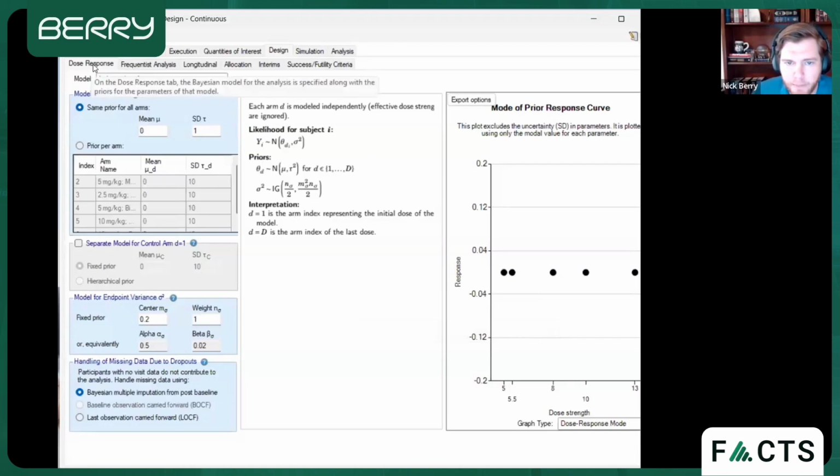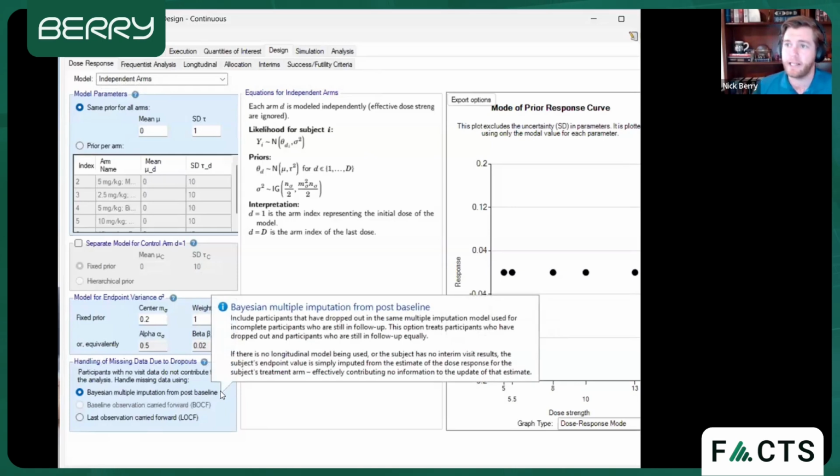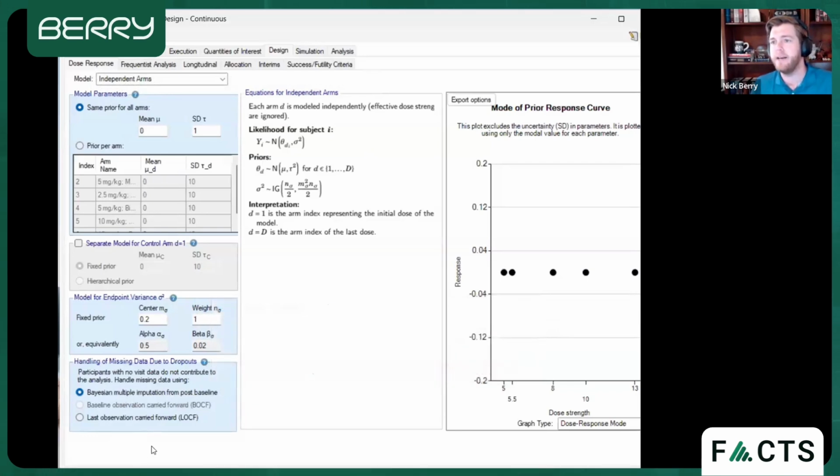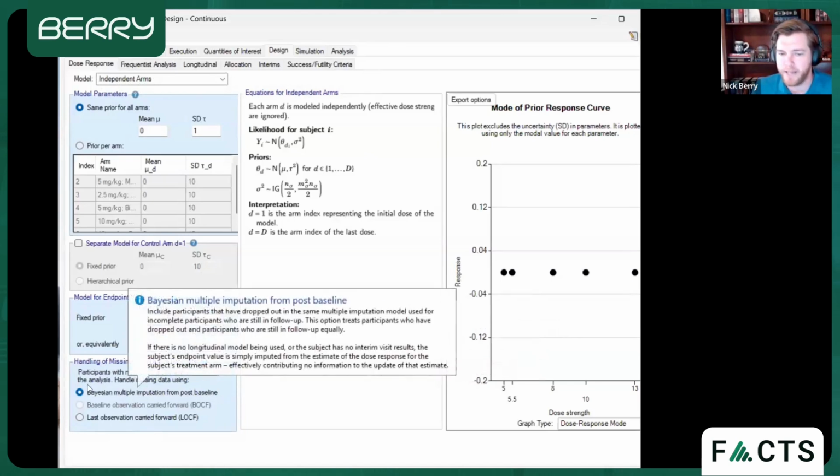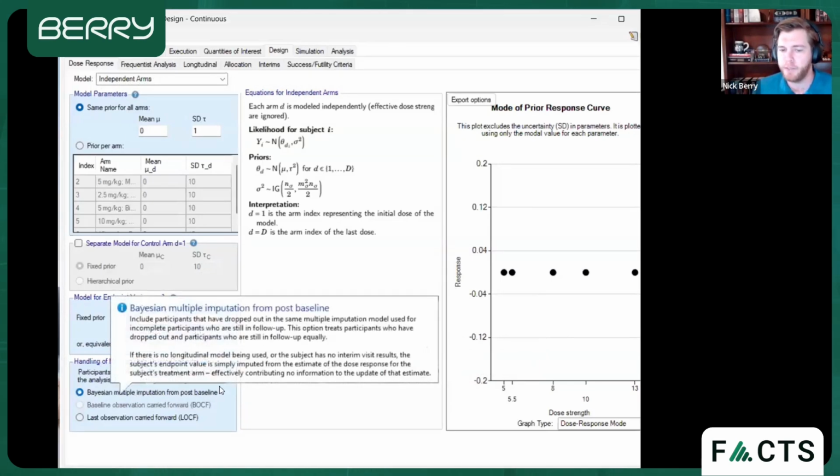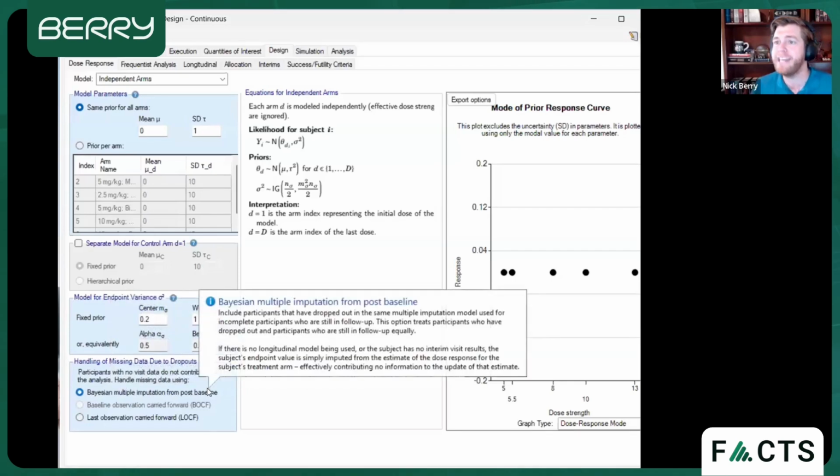That's specified at the bottom of the dose response tab. So there's this option, handle missing data due to dropouts. The default is exactly what you'd expect based on what I've said. The default value is that I'm going to impute those patients based on my longitudinal model. And that's what this says: do Bayesian multiple imputation from any visits that you have for that subject.